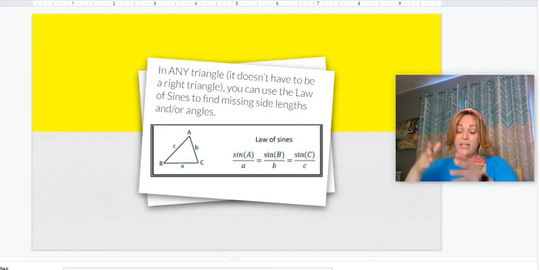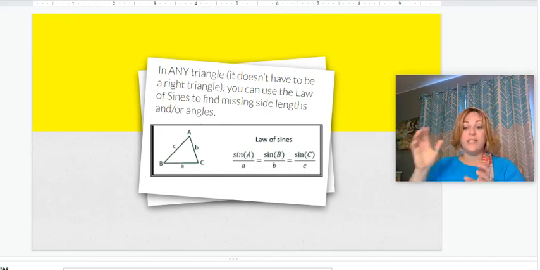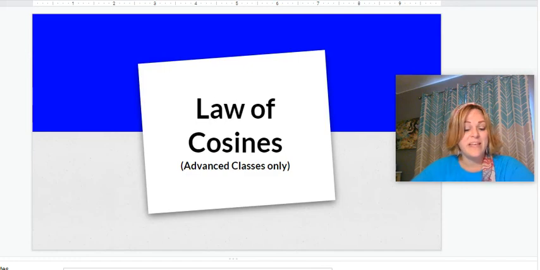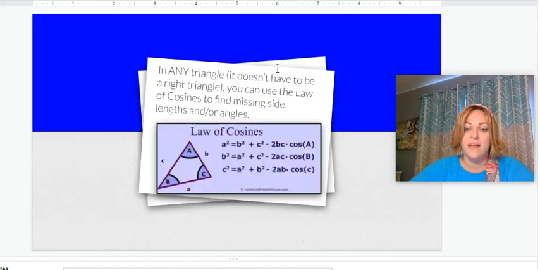And when we use these, you might not use all three of those fractions or those ratios. You might just use two of them and set up a proportion and set them equal to each other. But this is the law of sines, and it helps you find missing side lengths and missing angles, for that matter, of triangles that are not necessarily a right triangle. Law of cosines, same thing, advanced classes only.